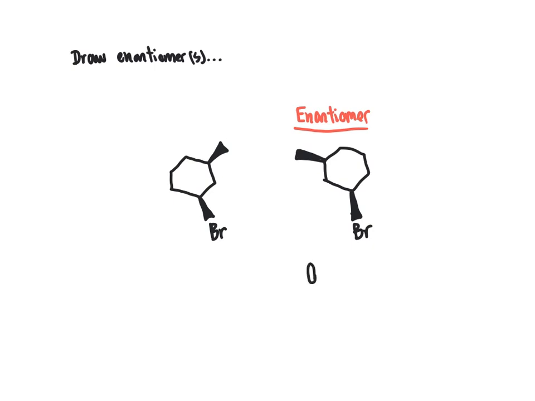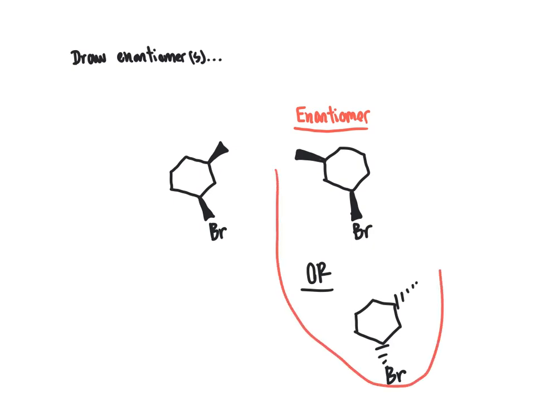The alternative to imagining that that structure is seeing itself in the mirror is that we could instead draw it the same as we did to start with, but convert all the wedges to dashes and vice versa. So you can convert the methyl wedge to a methyl dash, bromine wedge to a bromine dash. Either of these two structures that I'm highlighting in red are acceptable ways to draw the enantiomer of the structure on the left.